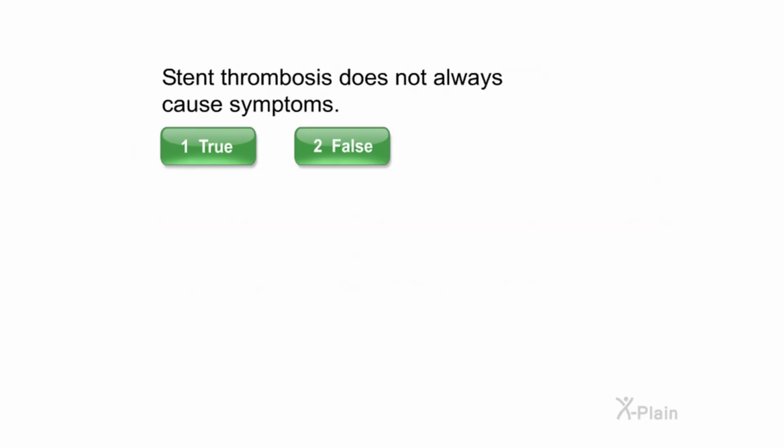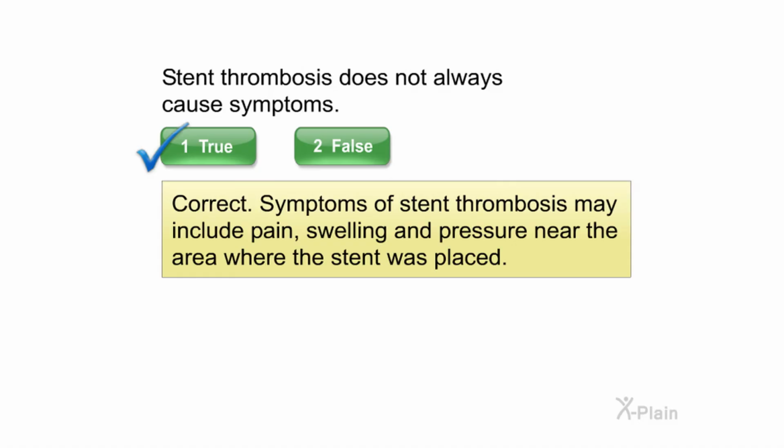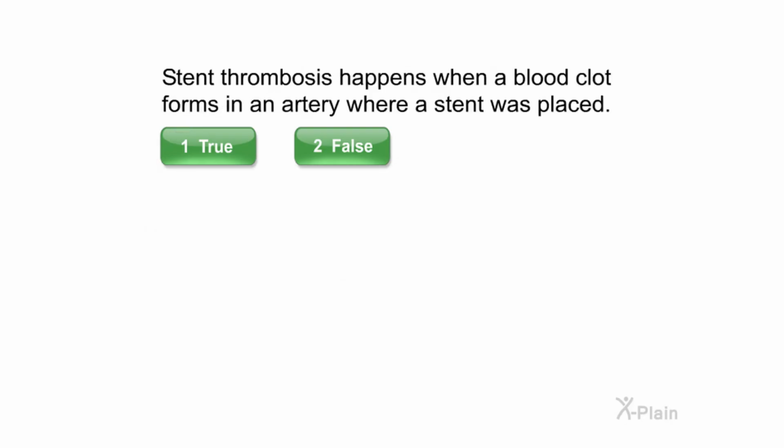Stent thrombosis does not always cause symptoms. Select true or false. Correct. Symptoms of stent thrombosis may include pain, swelling, and pressure near the area where the stent was placed. Stent thrombosis happens when a blood clot forms in an artery where a stent was placed.